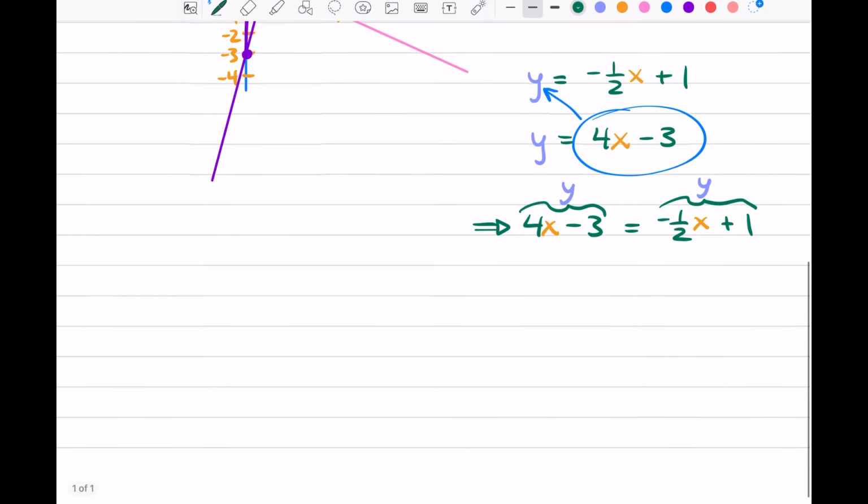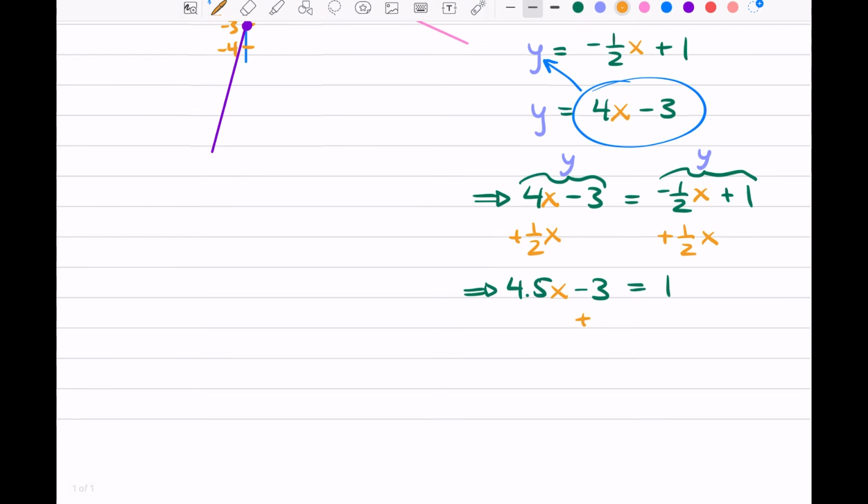All right. So we want to get x by itself. Let's move our x's to the left side. So we do that by adding 1/2 x to both sides. And that leaves us with 4.5 x. And then we add 3 to both sides. And that leaves us with 4.5 x, which I'll write as a fraction, 9/2. We'll see in just a second why. And that equals 4.